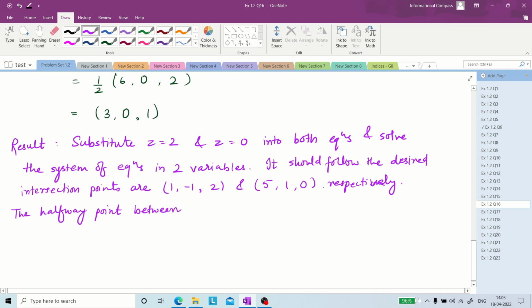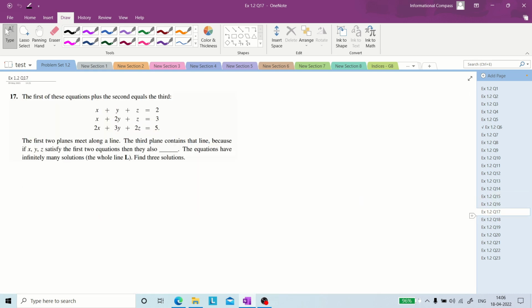Okay, so the halfway point between these two intersection points is (3, 0, 1). So this is the solution for question number 16. Moving on quickly to question number 17.